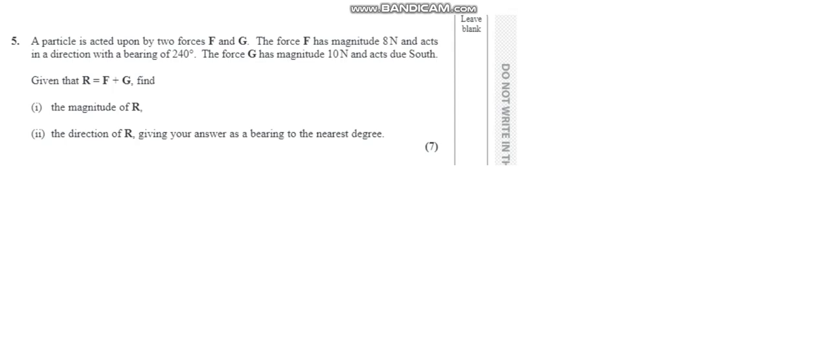So before finding the magnitude of R, what I recommend you do first is to draw the bearing diagram. To start drawing the bearing diagram, we always draw a north line first. There you go. And they said that the force F has magnitude 8 Newton and acts in a direction with a bearing of 240 degrees. So we go clockwise from this side, and anti-clockwise is this side. So in bearing, always go clockwise.